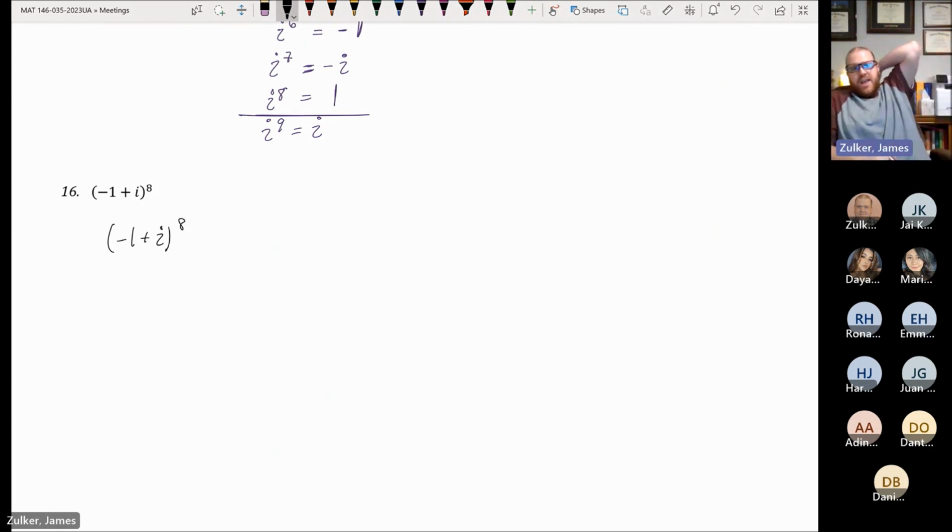Negative 1 plus i quantity to the 8th power. This will be a bit of a pain to do using the binomial theorem. But can't we write it this way? The quantity squared, all raised to the 4th power?